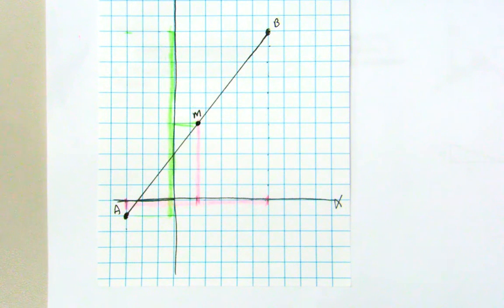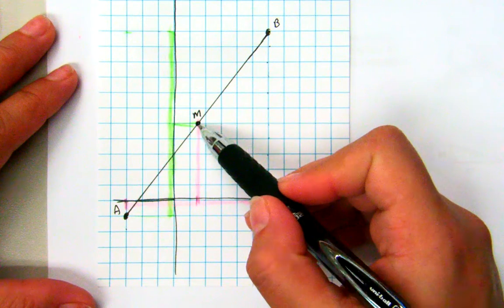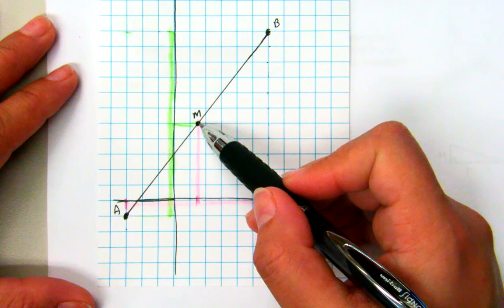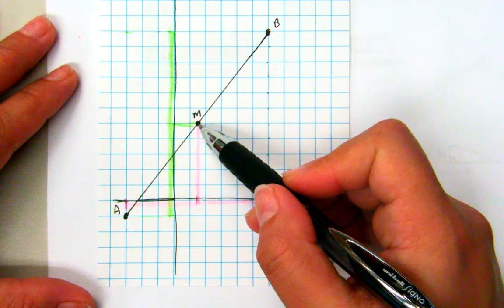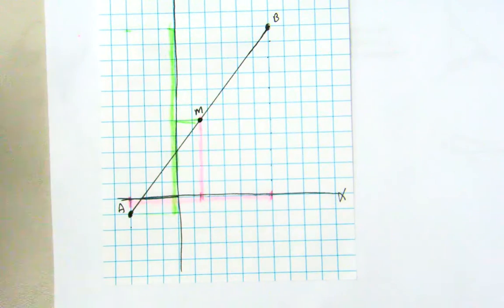Okay, and then determine the coordinates of P on AB, that is 2/3 of the way from A to B. So if this is halfway, point P is going to be a little bit past point M on your way to point B. And it has to be 2/3 of the way. So what we can do is we can find the distance from A to B, which you probably figured out, or we can just do it the old-fashioned way.